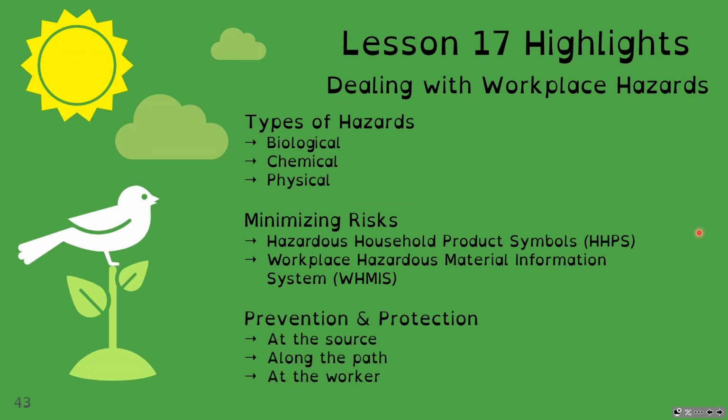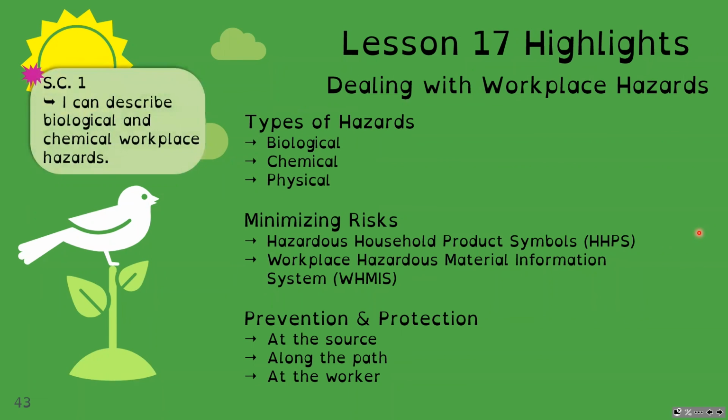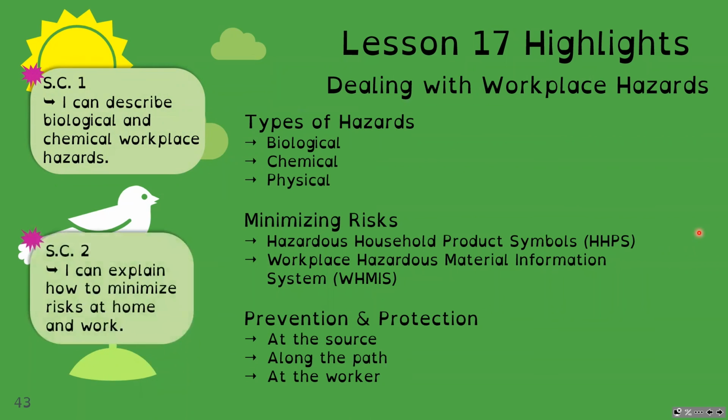And then we talked about prevention and protection, so that at the source is the best way to prevent the source of the hazard. If we are able to prevent accidents from happening at the source, that is the best, though it is the most costly. Along the path is less expensive but also less effective. And at the worker is the least expensive, but also the least effective. Though having a combination of 3 is probably the best protection for workers. All right, so hopefully with our success criteria, you can describe biological, chemical, and physical workplace hazards. And you can explain how to minimize risk both at home and at work.